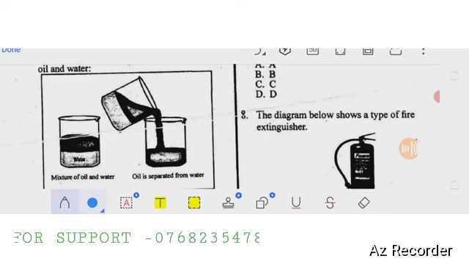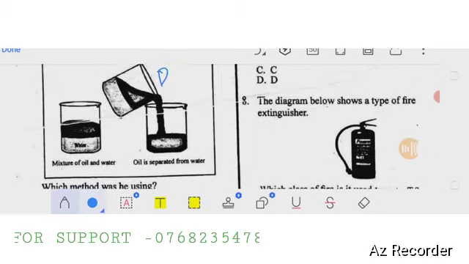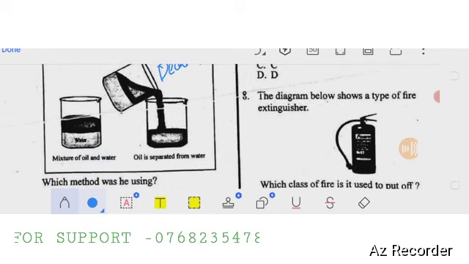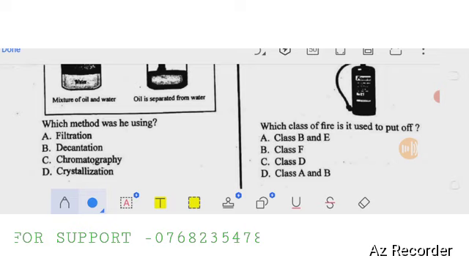This method is called decantation because one liquid is being poured into another container after the liquid has settled. And this liquid, remember, is an immiscible liquid because they form layers, they don't mix. So the method is called decantation.